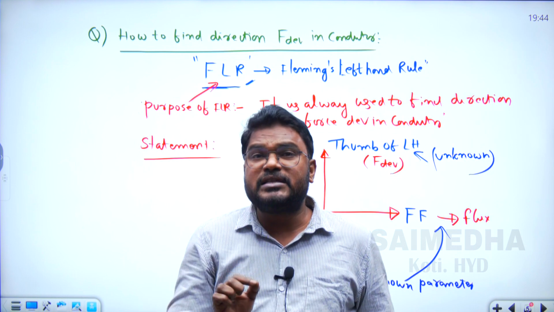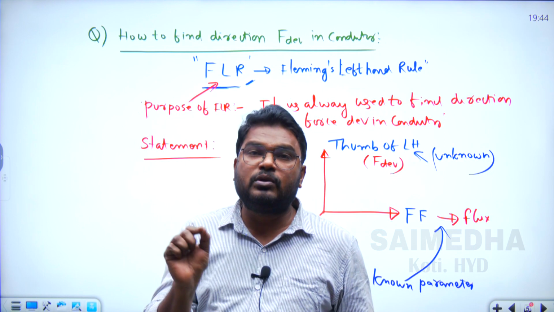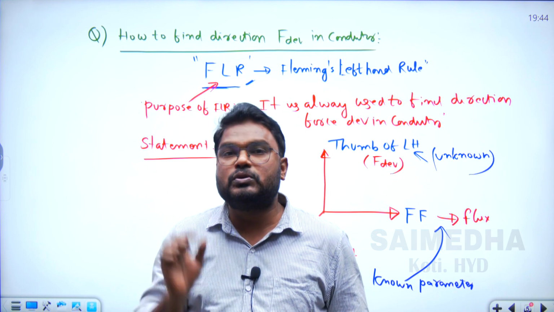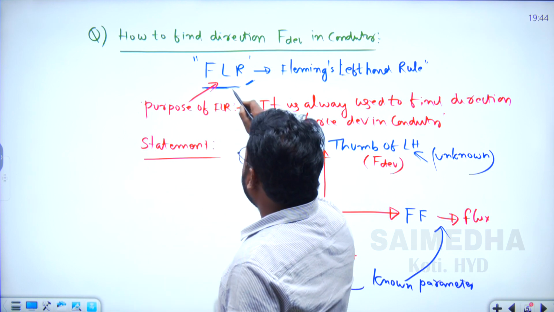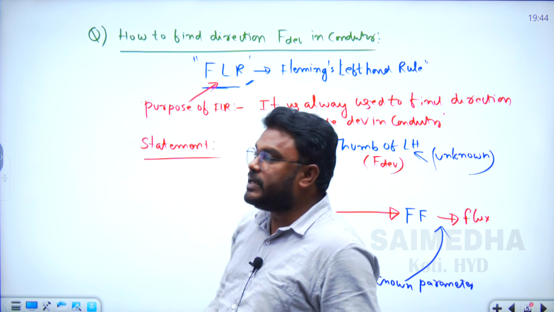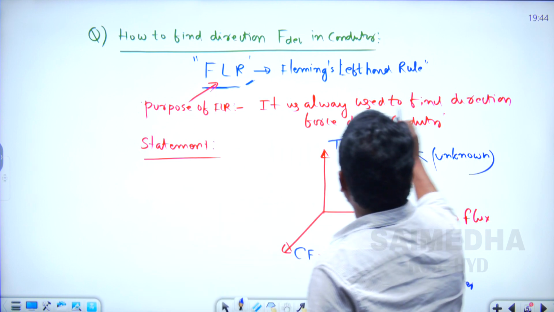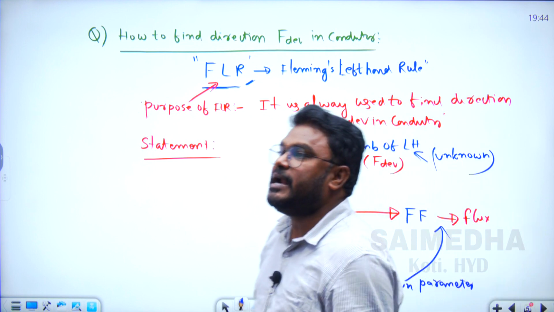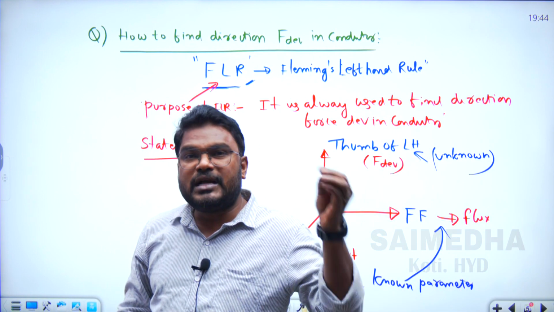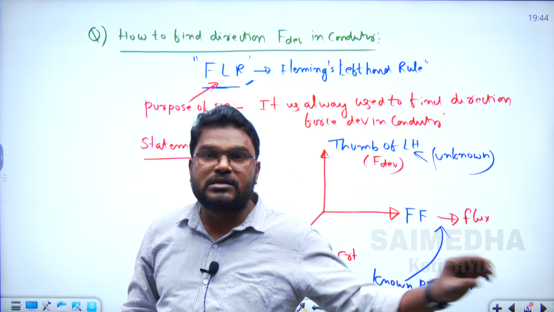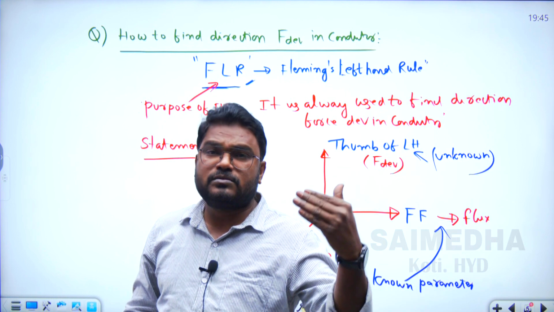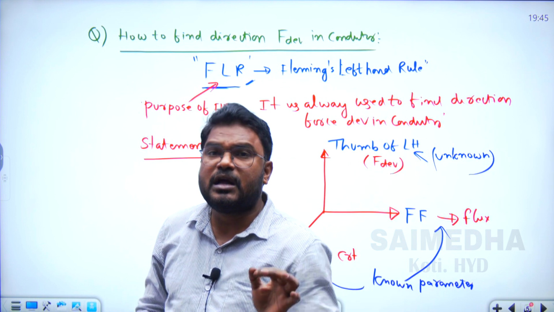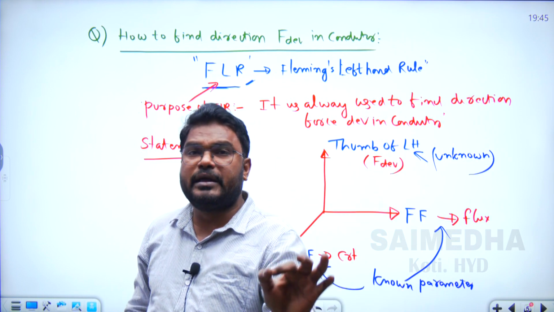FRR is always used to find out the direction of induced EMF or the direction of the induced current. But FLR is not only the rule for the motor. It is always used to find out the direction of the force developed in the conductor, whether it is a generator or motor. In the generator also motoring action takes place, due to which force is developed in the armature, and that force direction can also be obtained by using FLR.